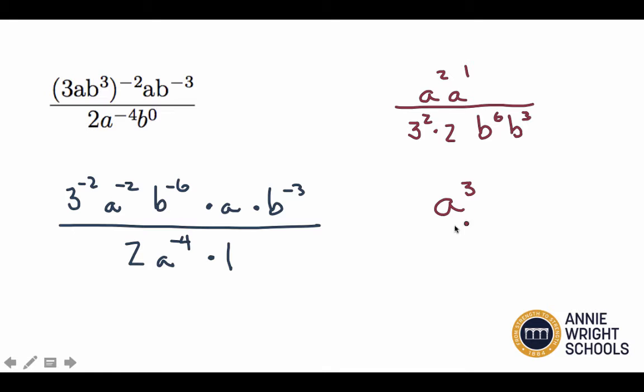Now cleaning it up, a cubed, 2 times 9 is 18. I'd probably write that as an 18. If you want to leave it as 2 times 3 squared, I probably wouldn't take off points right now. B to the 6 times b to the 3rd, 6 plus 3 is 9. And there you go.